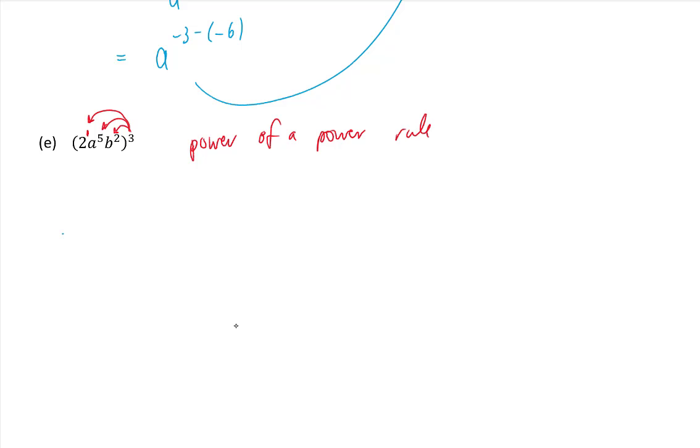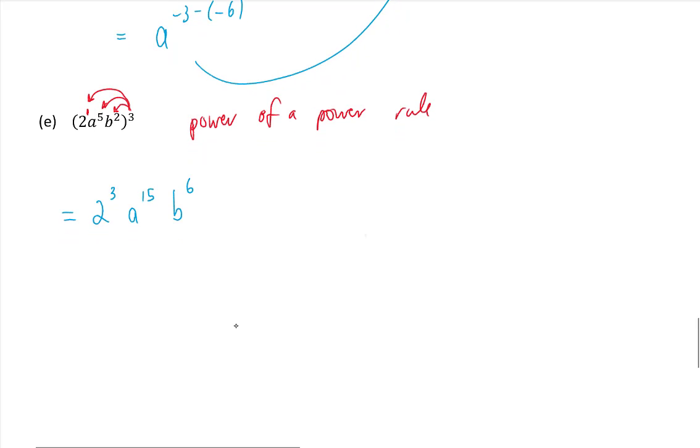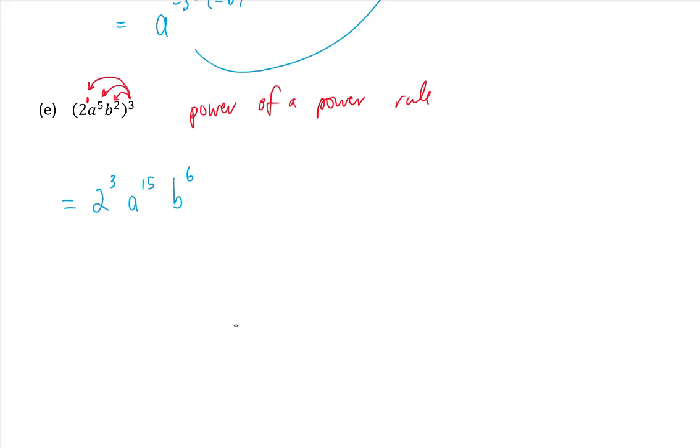And this is going to give me, well, 1 times 3, that's going to give me 3. 5 times 3, that's going to give me 15. And 2 times 3, that's going to give me 6. The last step is, since we have a number with an exponent, we can simplify that further. So 2 to the exponent 3, that's 2 times 2 times 2, which is equal to 8. And then we leave the variables the way they are. And here would be your simplified expression: 8a to the exponent 15, b to the exponent 6.